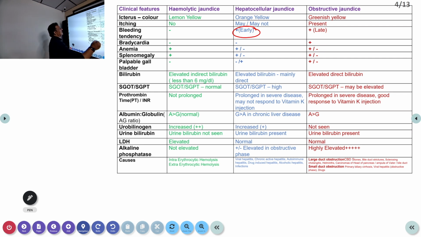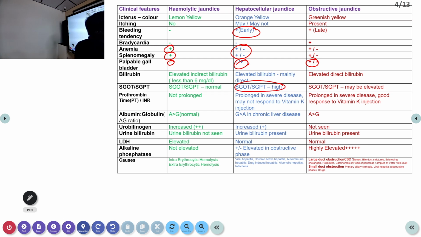Anemia is seen mostly in hemolytic jaundice. Splenomegaly is mostly seen in hemolytic jaundice, but even in liver disease it can be produced. Palpable gallbladder is not common in hemolytic jaundice. You can get a palpable gallbladder, but normally it is associated with hepatocellular or obstructive jaundice. Bilirubin is elevated, mainly indirect, in hemolytic jaundice. SGOT, SGPT is elevated in hepatocellular jaundice. So when the liver is damaged, SGOT, SGPT is elevated. Prothrombin time is not prolonged in hemolytic jaundice because the liver is normal, whereas it is prolonged in hepatic jaundice, and it is prolonged due to vitamin K deficiency in post-hepatic jaundice.